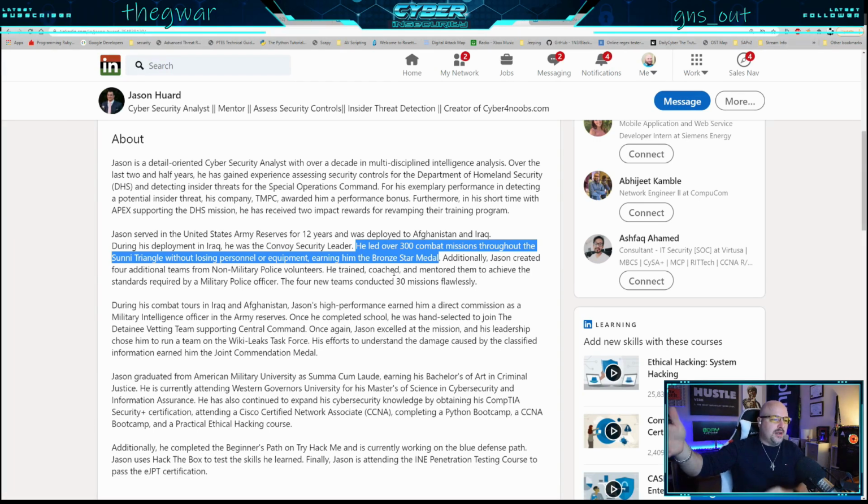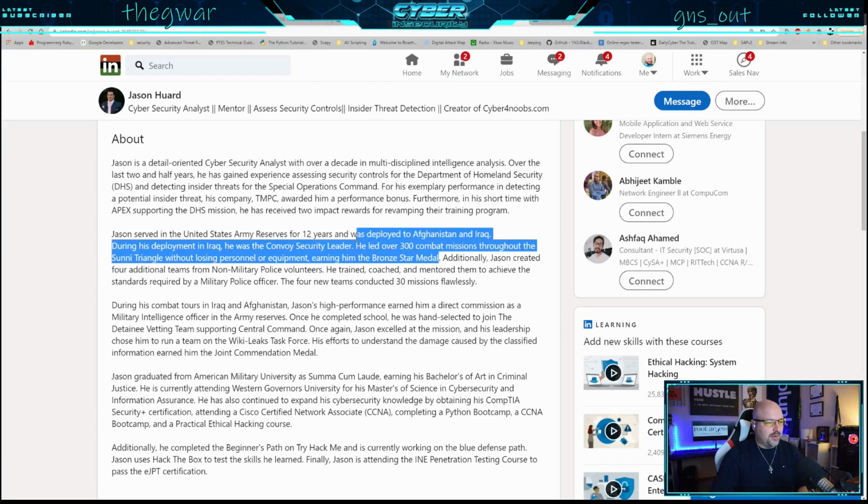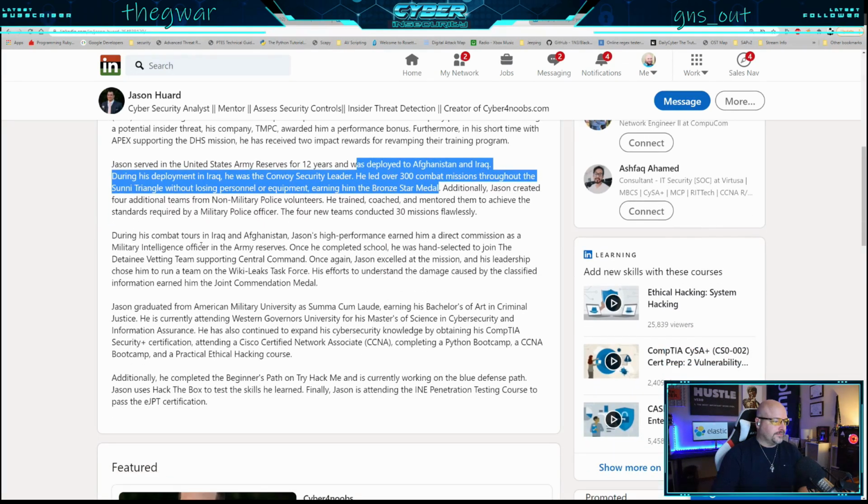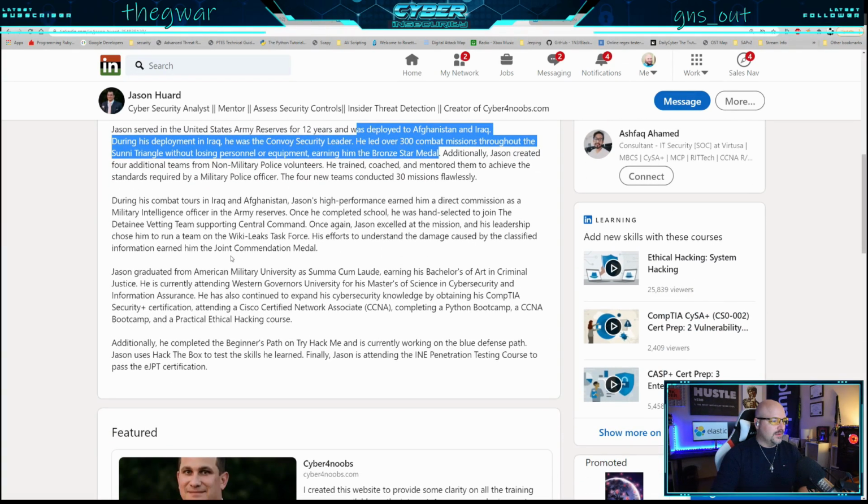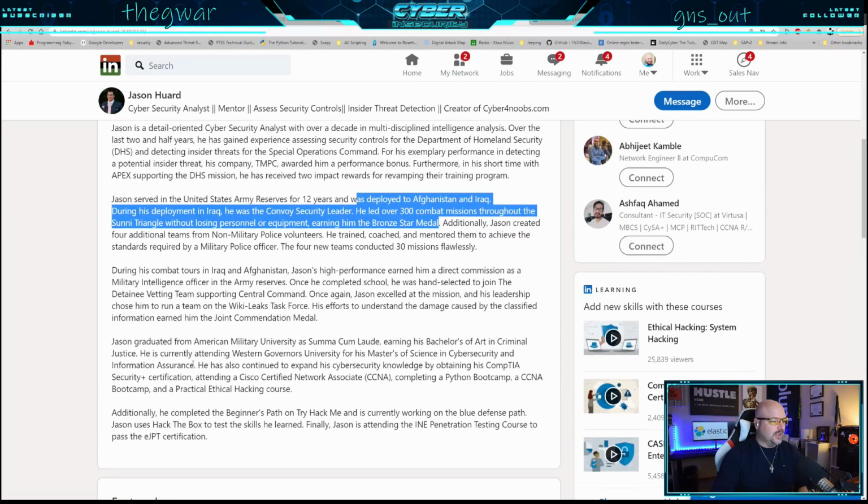So back to what we were talking about with the other military profile, where you said you were the awardee of several medals. This is exactly what I'm talking about, expanding upon that medal citation, where you take an extra step and talk about the reason why you got the medal, and the reason why we can trust you, which is that you led over 300 combat missions without losing personnel or equipment. I like this. This gets an A+ in my book right here.